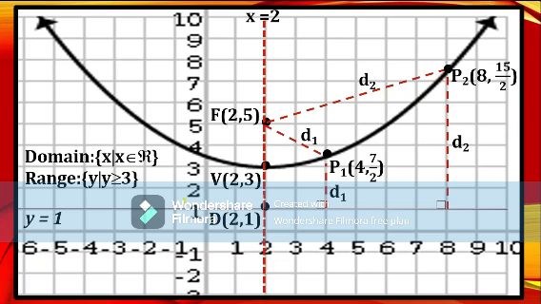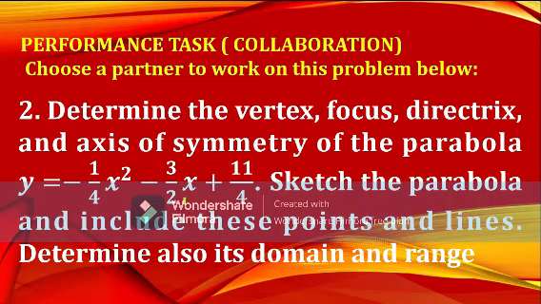Okay, so I hope that you were able to follow the steps from the very beginning. Okay, let's continue. Now, this time, we will have a collaboration. Choose a partner to work on this problem below. So, you already have a partner. The previous partner that you have, you are going to follow the same procedure. You're going to show the solution. I will provide the answer, but you have to show the solution.